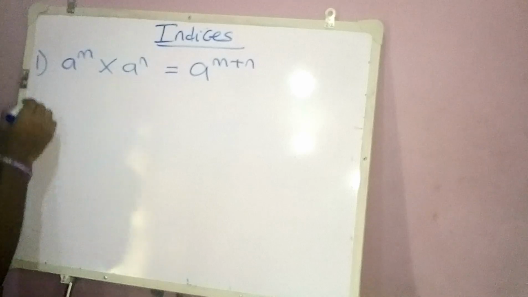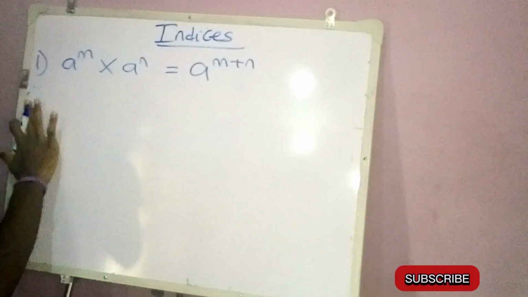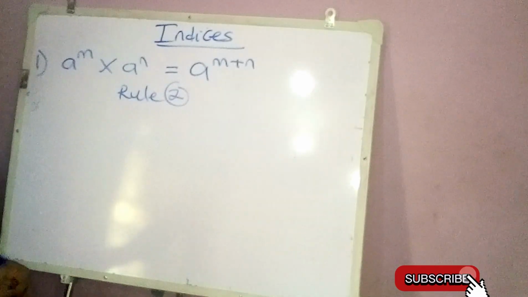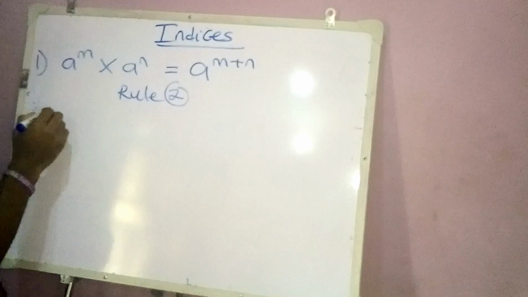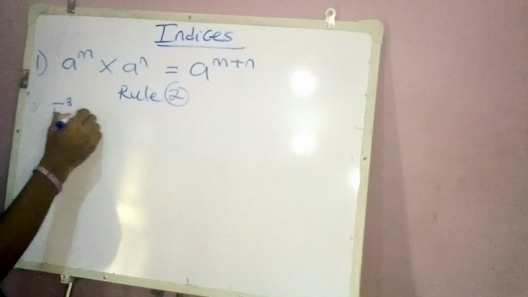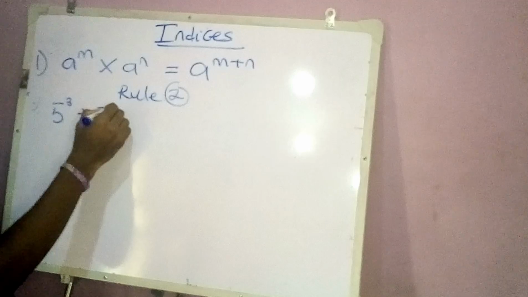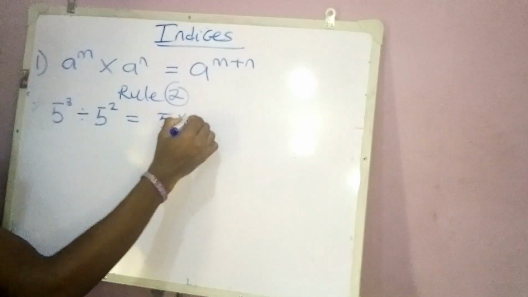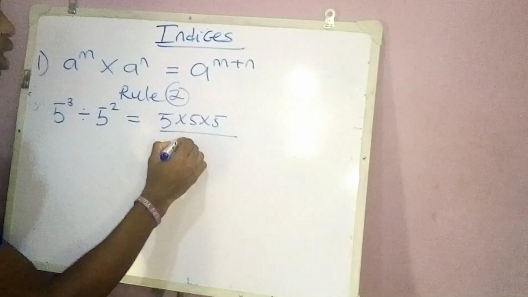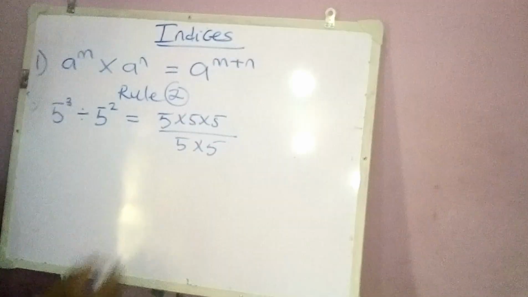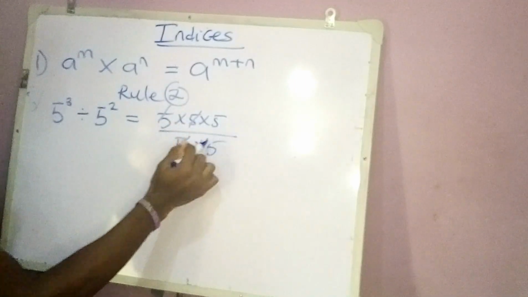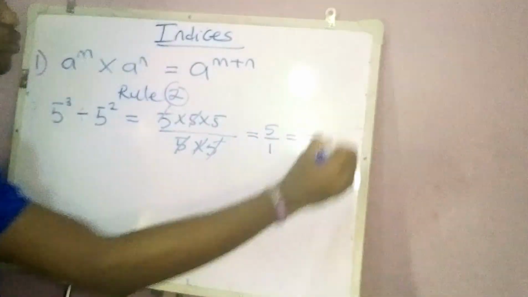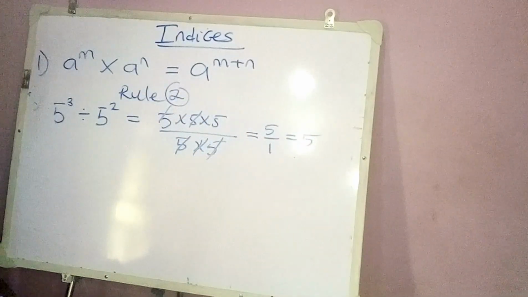For the second rule, let's assume something. I'll write it this way, rule 2. What if I have a scenario where I say 5 raised to the power of 3 divided by 5 raised to the power of 2? It is the same thing as me saying 5 times 5 times 5 divided by 5 times 5. Now I can cancel, obviously. And my final answer will be what? 5 over 1, which is equal to what? 5.